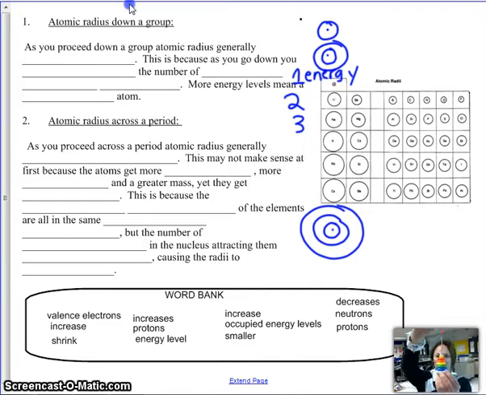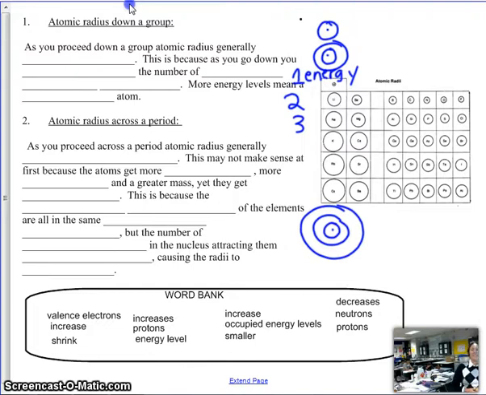A good analogy to that is this little kid's toy. You know those stackable rings? So imagine this is the outer shell. So this is 1 ring, 2 rings, 3 rings, 4 rings, 5 rings. Every time you go down, you add on a whole energy level, and more shells means a bigger atom, okay? So you increase the number of occupied energy levels, more energy levels means a larger atom.